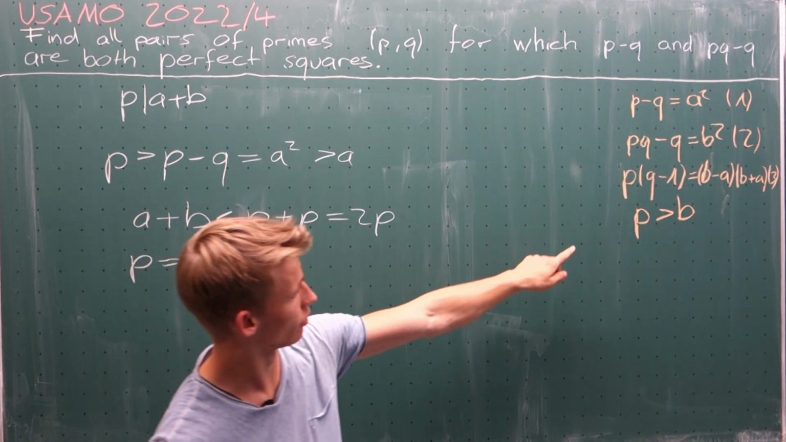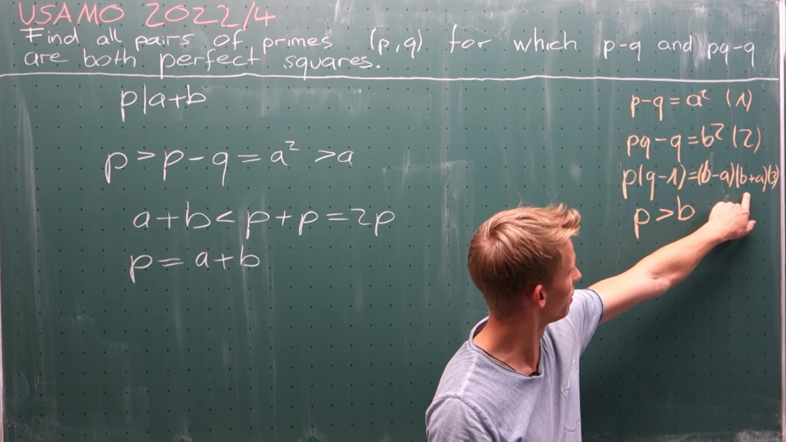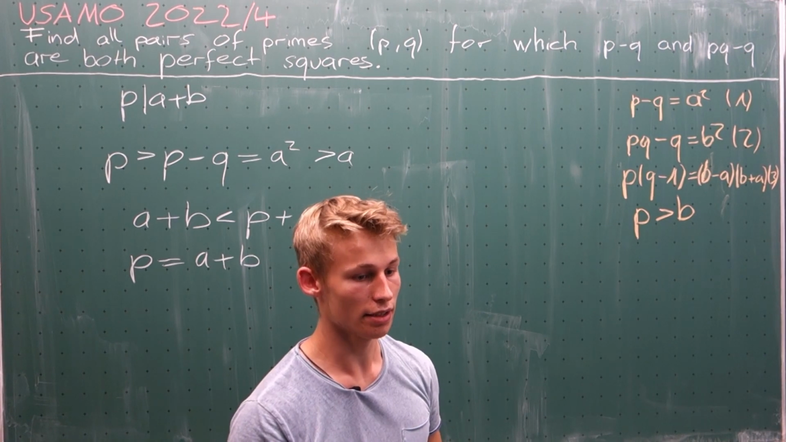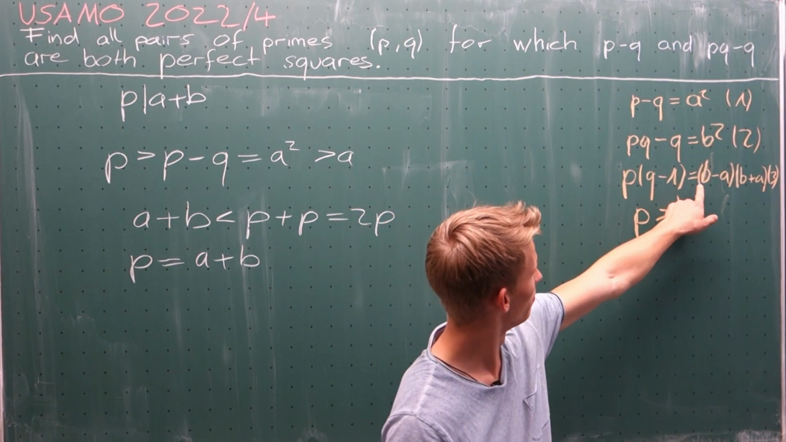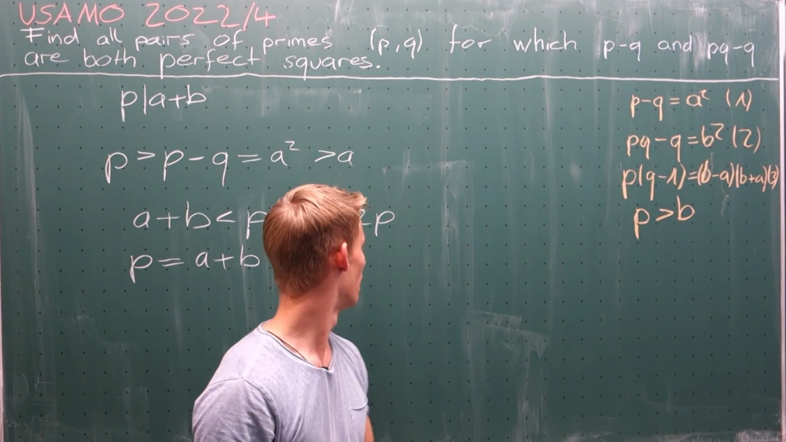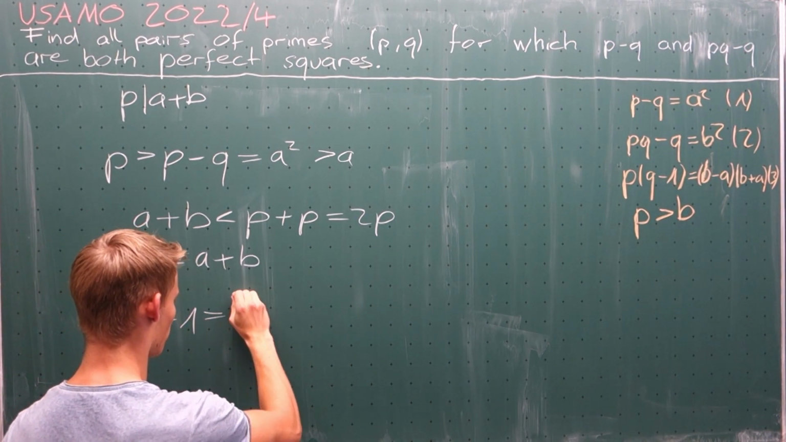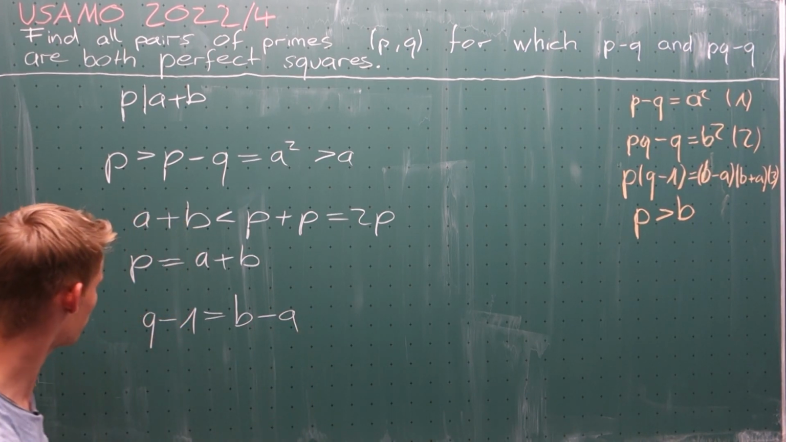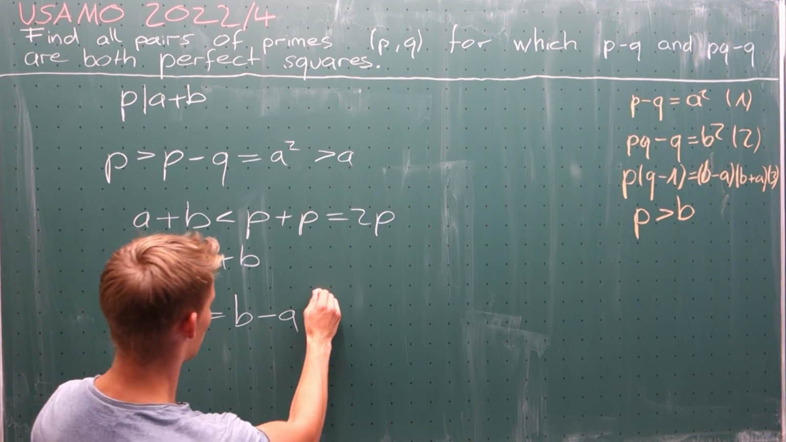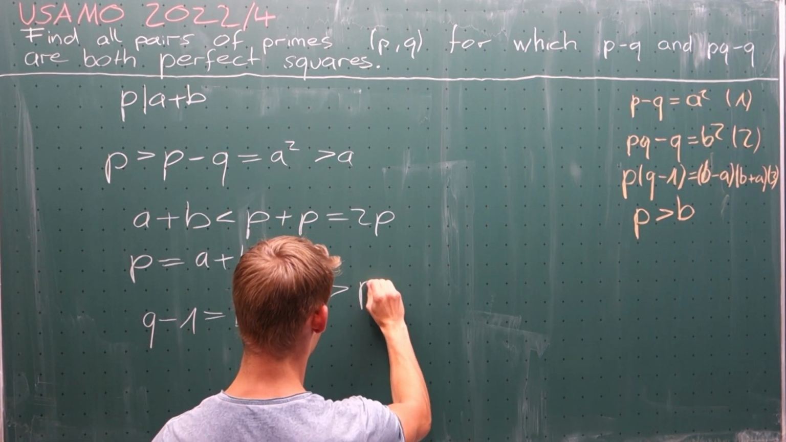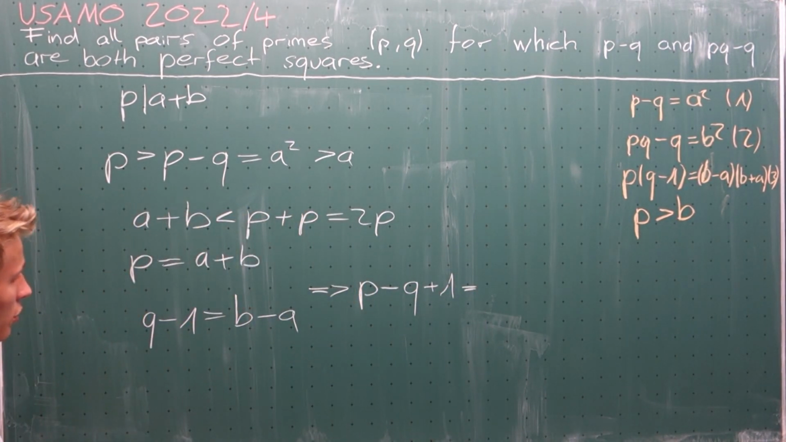Now, we can have a look at our equation 3, and we have the factor p on the left hand side, and the factor b plus a on the right hand side. And since they are equal, they cancel out. And so q minus 1 is left on the left hand side, and b minus a is left on the right hand side. And therefore we know that q minus 1 is equal to b minus a. Now, if we subtract these equations from each other, we get that p minus q plus 1 is equal to 2 times a.